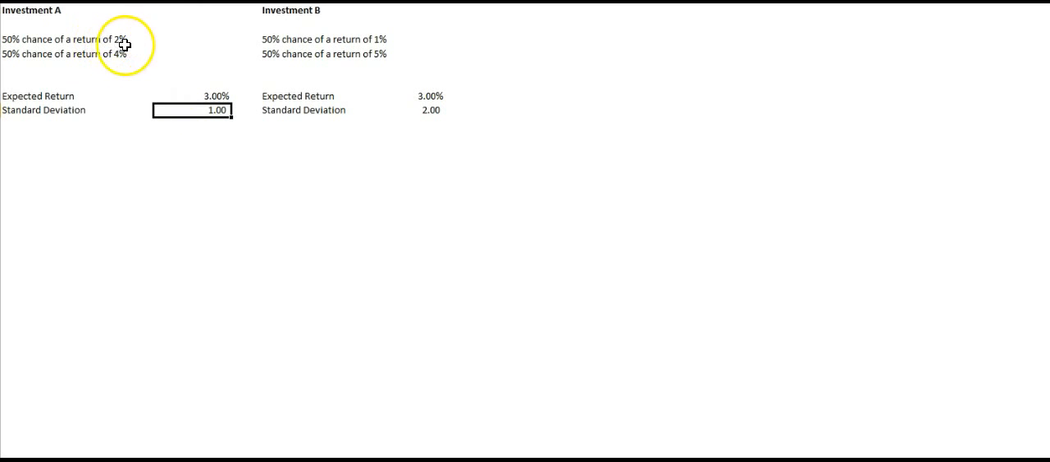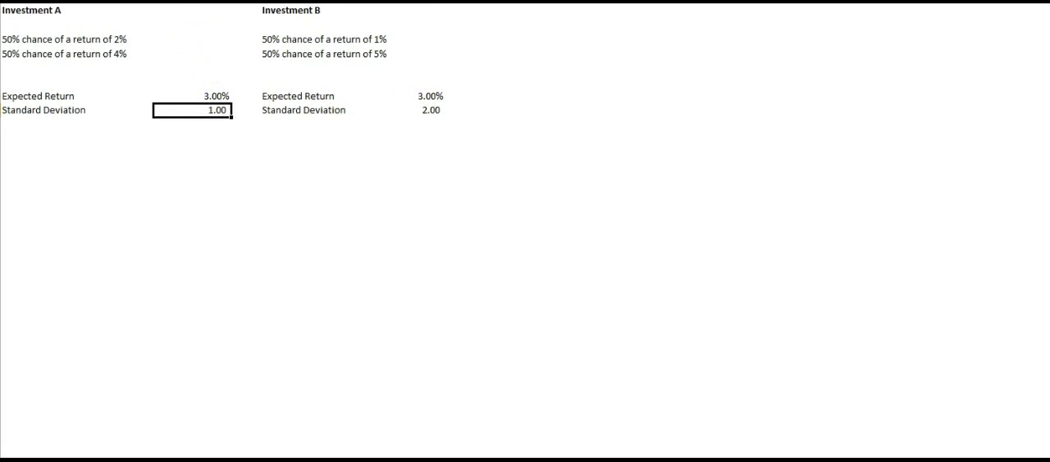Look how tightly grouped this is. The expected return is 3. This is 1 away. This is 1 away. The expected return for investment B is 3%. This possible outcome is 2 away, and this is 2 away. So it has a standard deviation of 2.